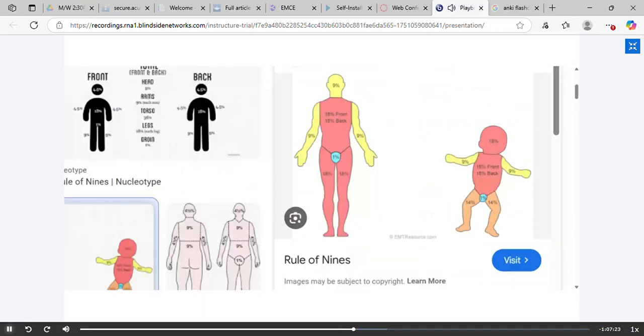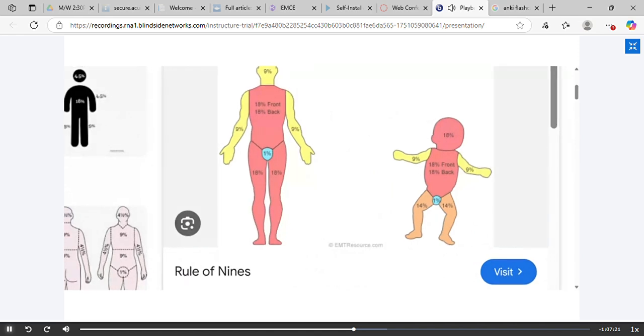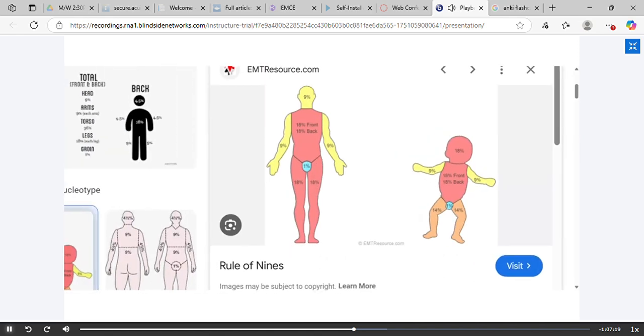What is this one? This is the one that I like. So you've got your adult and you've got your infant. Okay. So on your exam review, the first thing that it says is head.